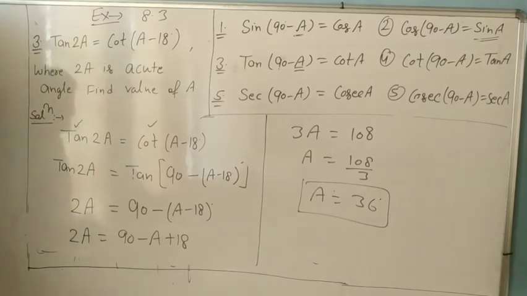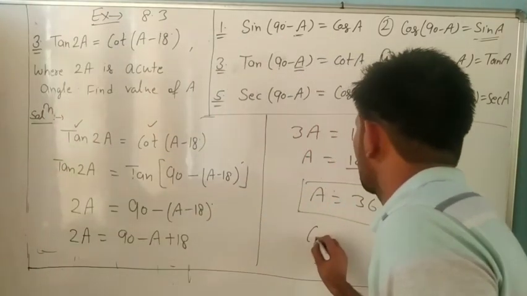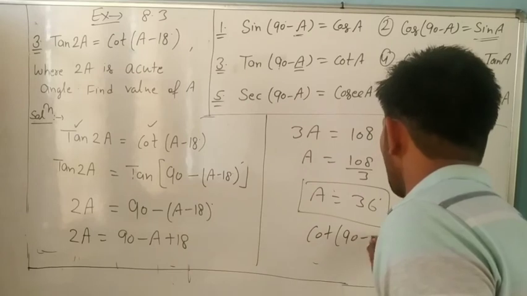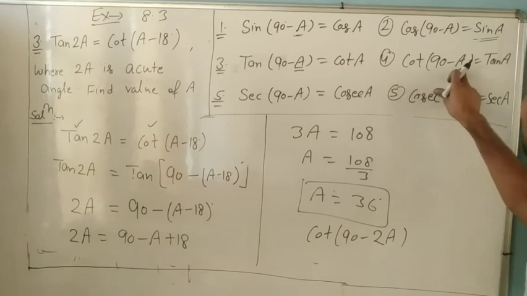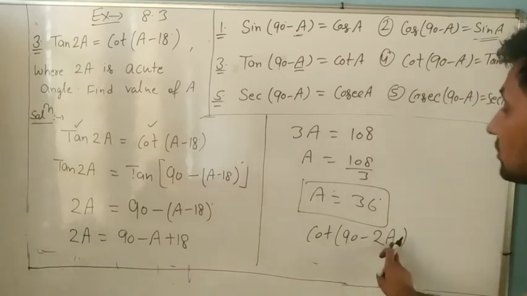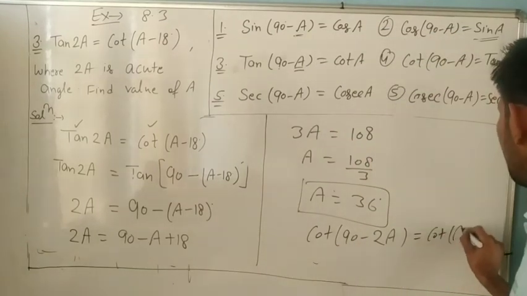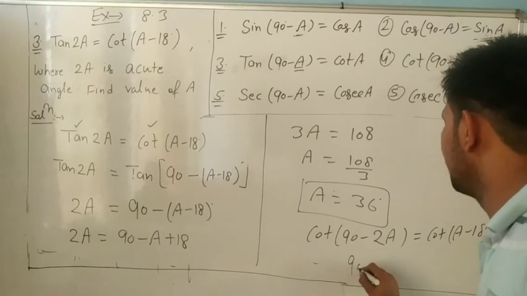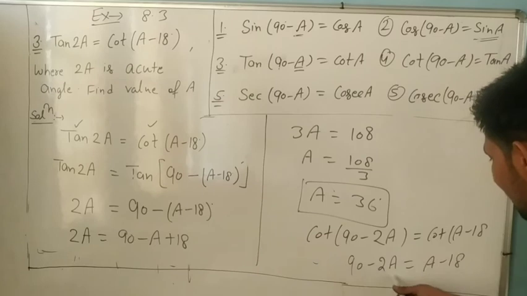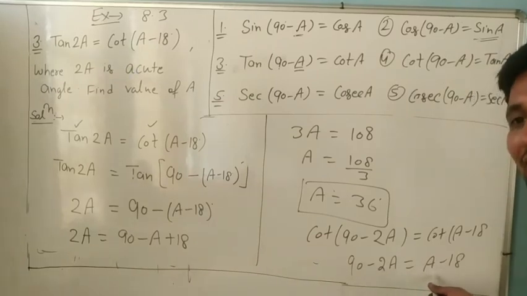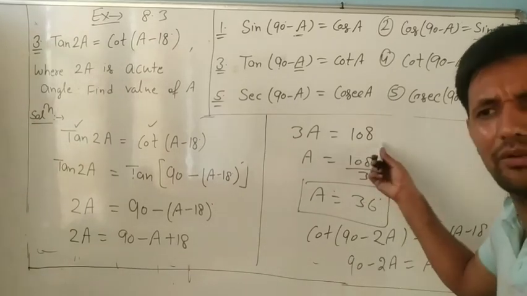Understand here? You can change it also in cot. Look at tan 2a. Can you write cot(90 minus what angle)? Cot(90 minus 2a) is tan 2a. So cot(90 minus 2a), tan 2a equal to cot(a minus 18). Now you can write 90 minus 2a equal to a minus 18. Again 2a on the other side positive, 2a plus a 3a. 18 on the other side positive. 90 plus 18 is 108. Again the same answer.